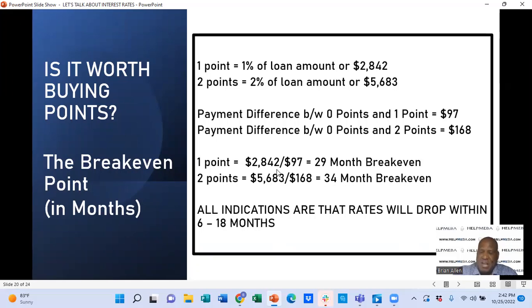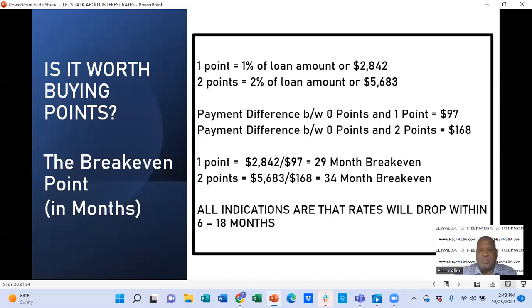But this is a huge but. All the pundits, and I'm not talking television pundits, I'm talking like people who are on TV, but they don't host TV. They spend their time watching the market, watching mortgage-backed securities. They're saying that the interest rates are going to drop within 6 to 18 months. So if the interest rates are going to drop and there's a refinance opportunity, then that eight years, if you're going to stay 8 years, it makes sense to do the 2 points.